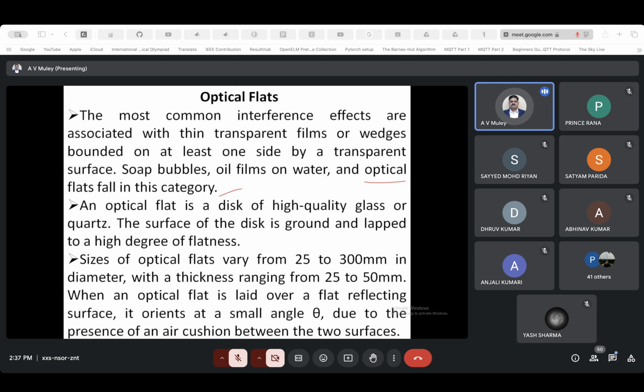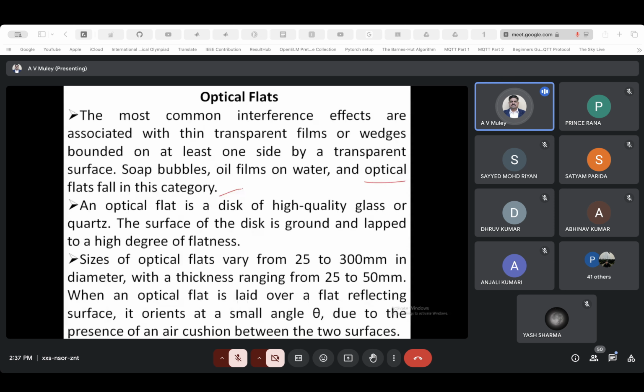An optical flat is a disc of high quality glass or quartz. The surface of the disc is ground and lapped to a high degree of flatness. तो ये जो surface होता है इसका दोनों ट्रांसपेरेंट होता है, बेसिकली ग्लास होता है, मान के चलो सर्कुलर, दोनों तरफ से ग्राउंड और लैप्ड होता है, और इसकी जो फ्लैटनेस है मतलब जो वेरिएशन विद रिस्पेक्ट टू द रेफरेंस सरफेस वो बहुत कम होता है.